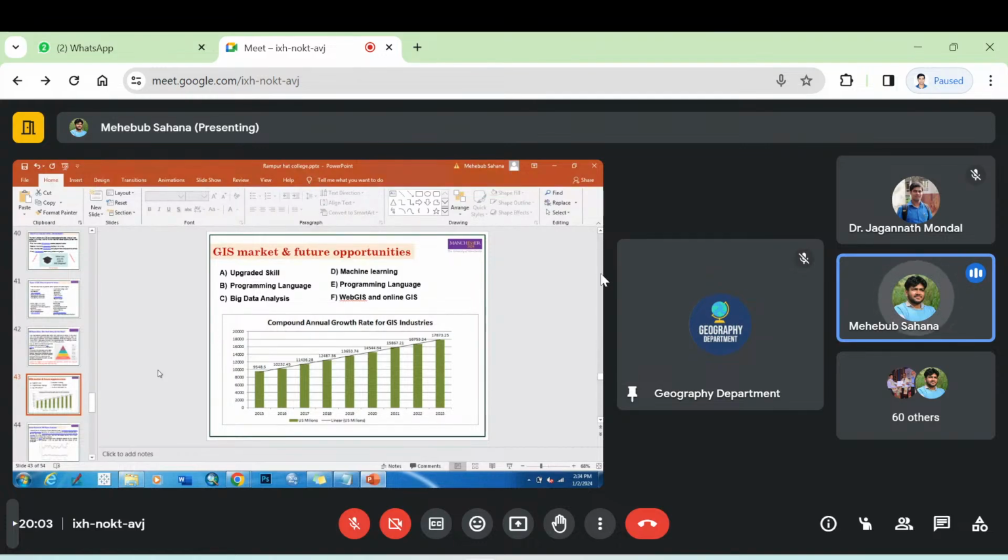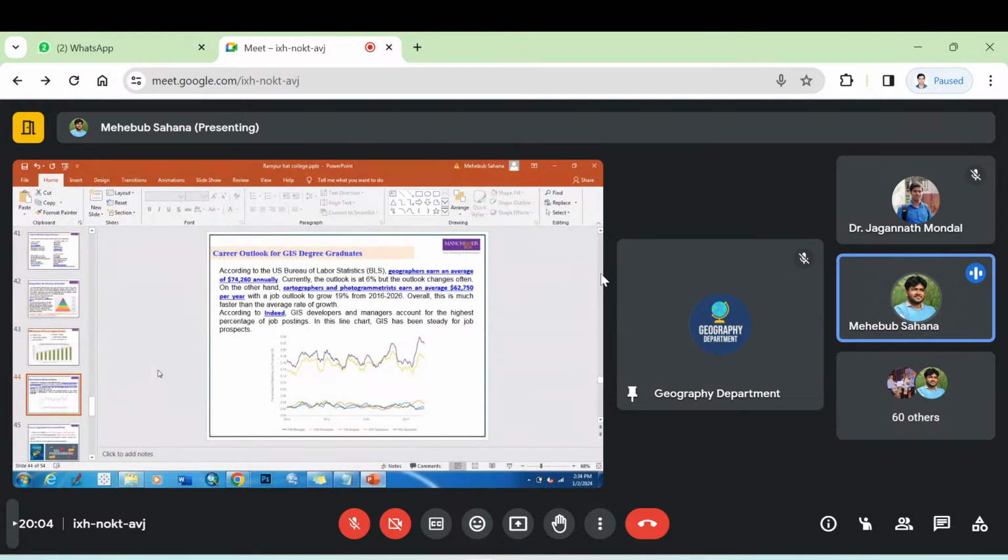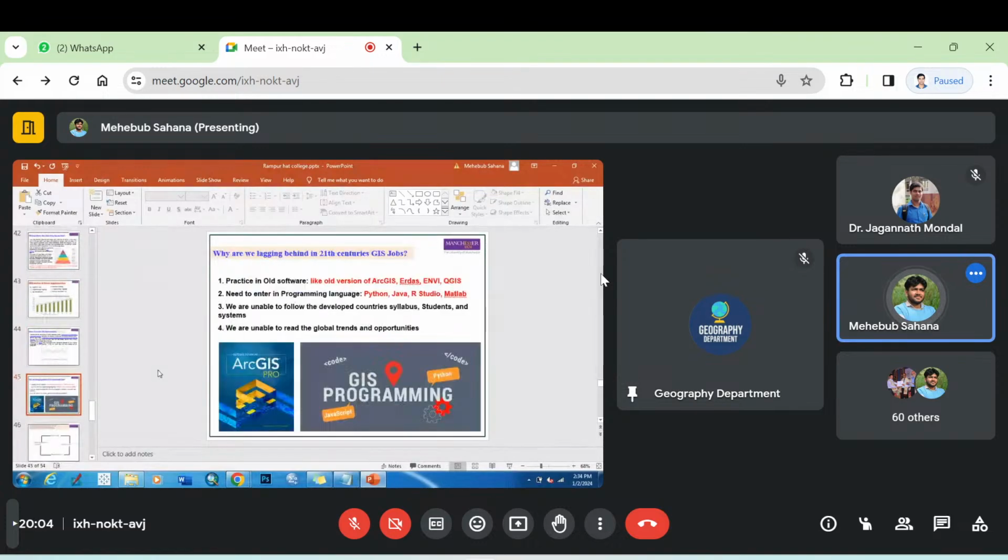Global trend analysis, economic business standard something. They give this data. This is the job market of GIS degree. বিভিন্ন ডিগ্রিতে কি ধরনের জব মার্কেট আছে, আমি গ্লোবাল স্ট্যাটিস্টিক্স বলছি, নট ইন্ডিয়ান স্ট্যাটিস্টিক্স। And why we are lagging behind for 20% jobs. আমার ফার্স্ট যে স্লাইডটা ছিল যে we are lagging behind for 20% job. Why? This is the question.